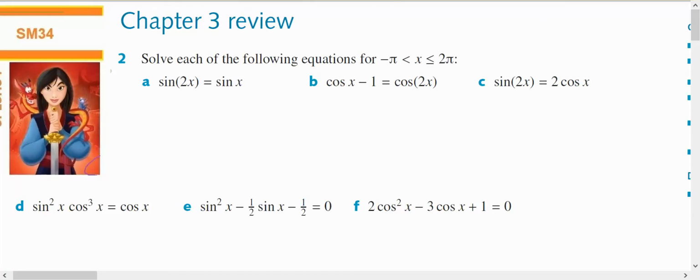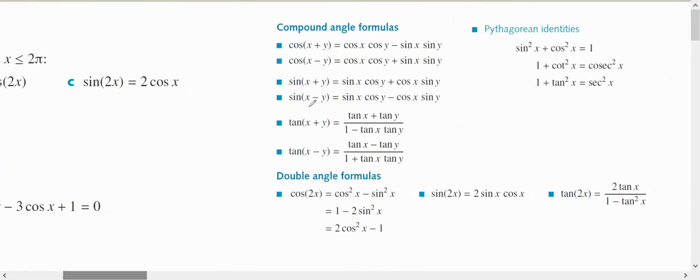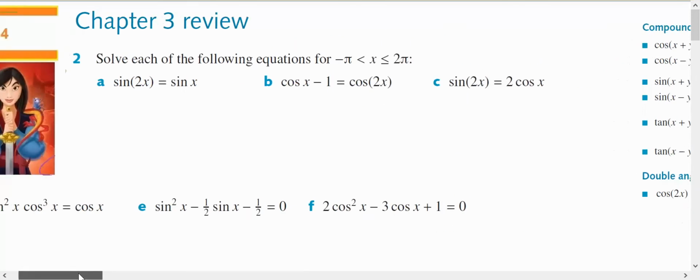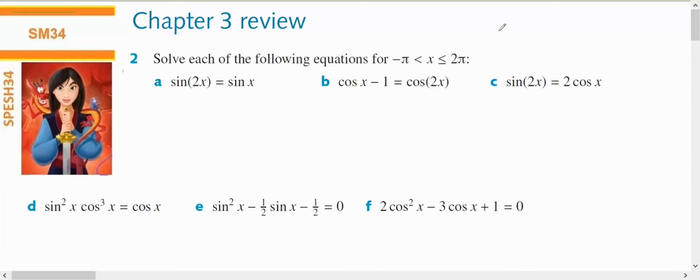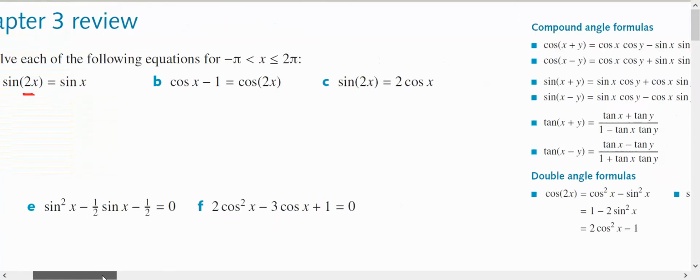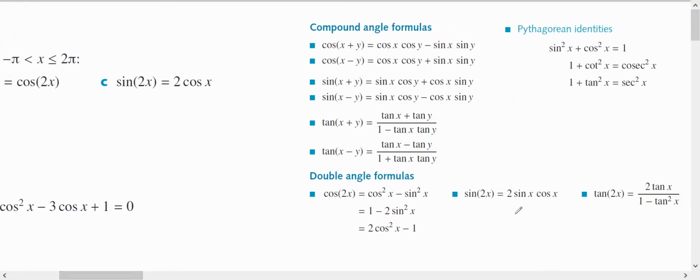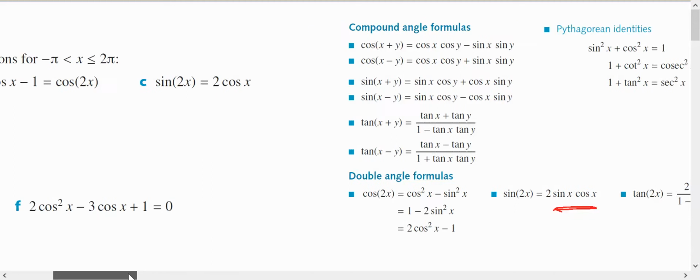This is for Year 12 Specials. It comes out of the chapter review of Chapter 3 when we're trying to use compound angle rules, Pythagorean identities or double angle formulas to try and solve equations, and we have a restricted domain from negative pi through to pi. So I can see a double angle formula here.